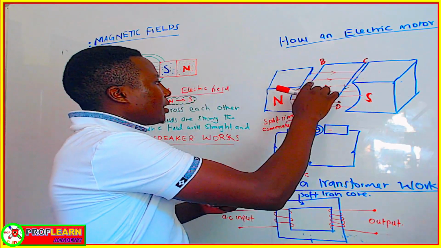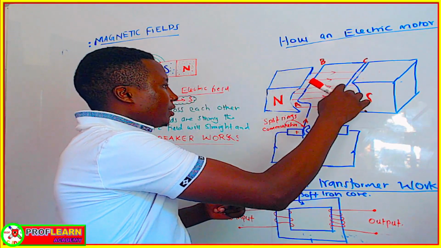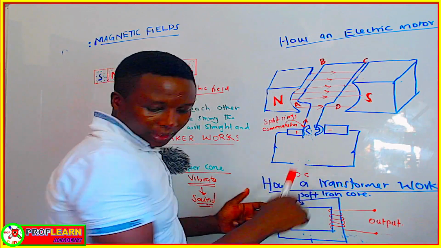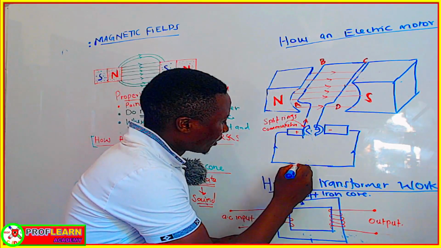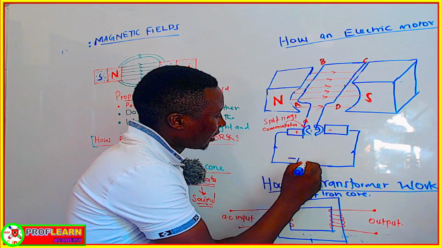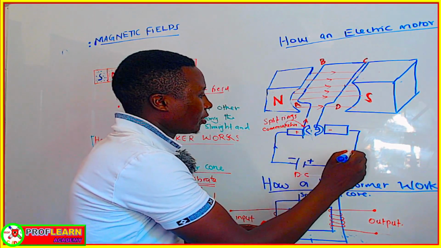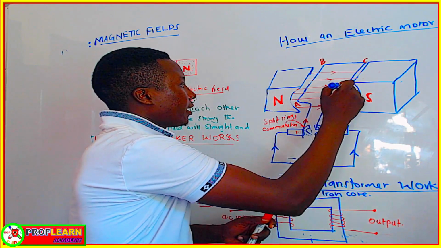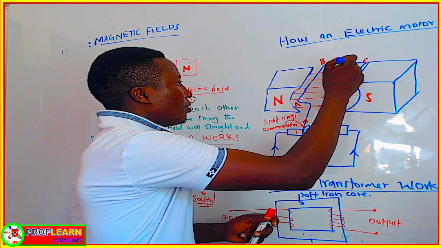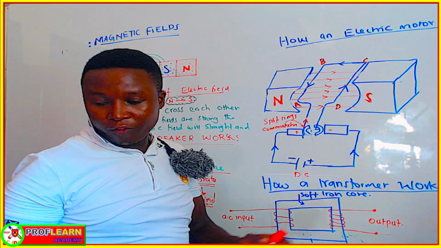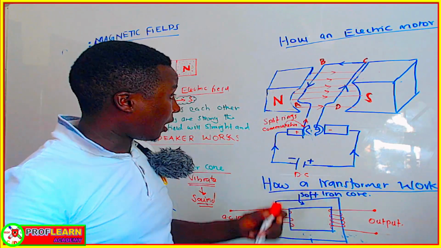So let me change this current so that it flows the other way around, so that it can be easy for you to understand this. Suppose we have a negative sign and a positive sign, so current is going to flow in that direction. So in this coil, current will flow that way, this way, and that way. So that will be easy for me to explain how this works.